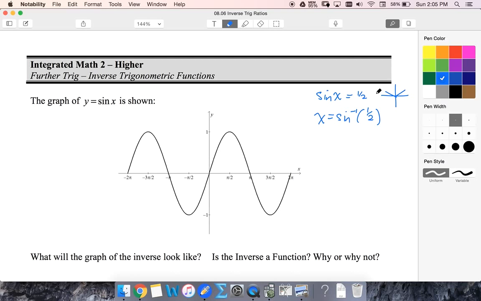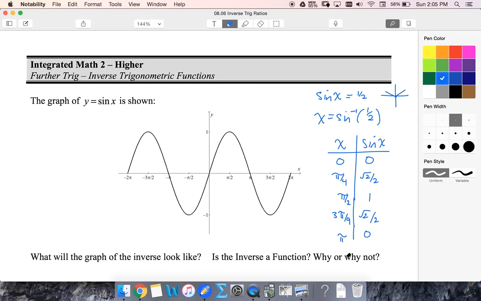So let's just think about our unit circle and our sine values. We know that at 0, our sine value is 0. At pi over 4, our sine value is root 2 over 2. At pi over 2, our sine value is 1. And then we go 3 pi over 4, and we're still positive. And then we hit pi, and we're back at 0, and then we go negative.